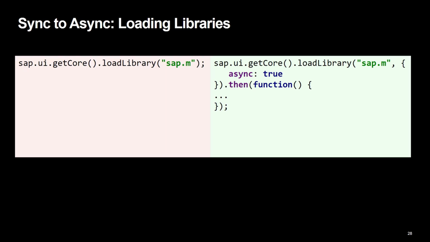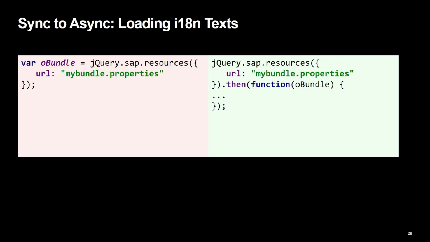When you're loading libraries, you just loaded a library, not anymore. You use async true, you get a promise, and then after the loading, you can continue doing what you wanted to do. And while this is loaded, you can continue with your application. It's not blocked, so this is very handy.